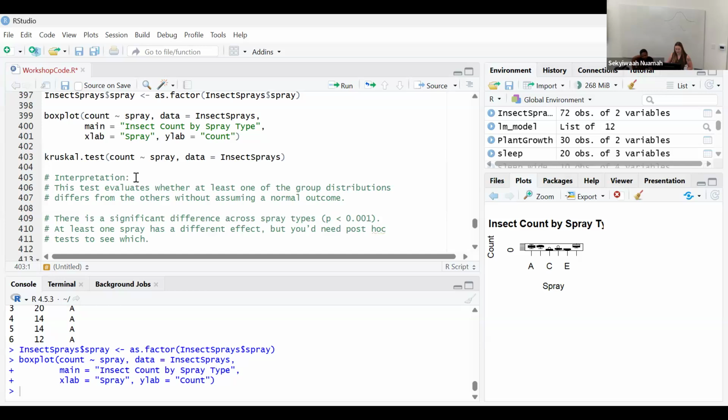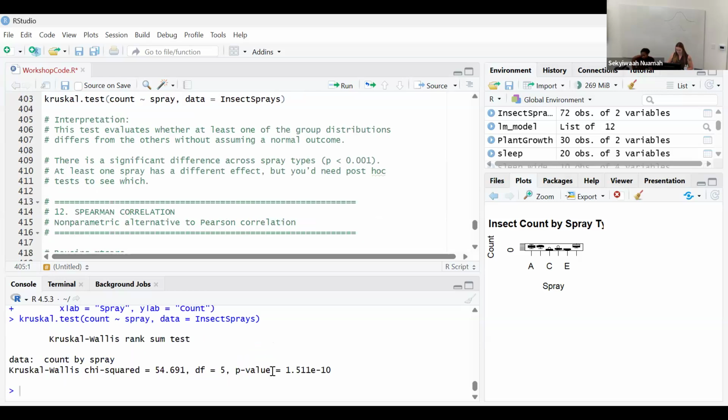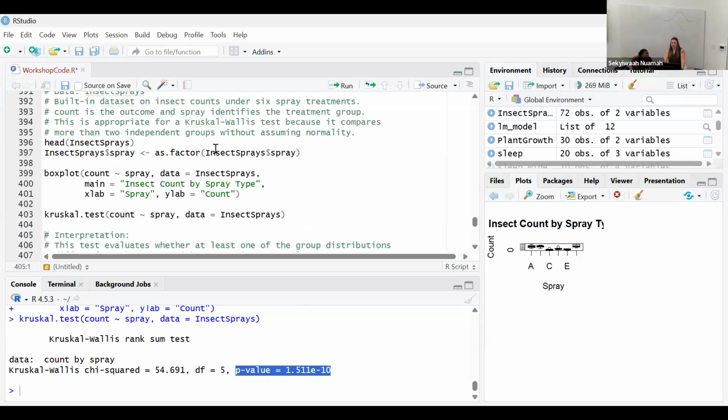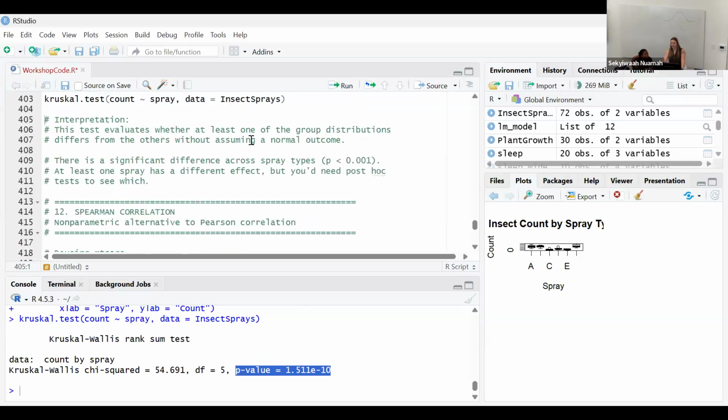So we're going to do the test that's going to tell us whether at least one of the group distributions differs from the others without assuming a normal outcome. So let's run it. Again, very low p-value. So there is a significant difference across spray types. At least one spray has a different effect, but you'd need a post hoc test to see which. The same thing that we did for the ANOVA above, we did the Tukey HSD. You could do something similar for the non-parametric to see which spray type is causing the difference overall.